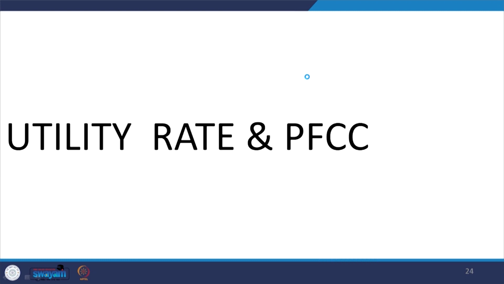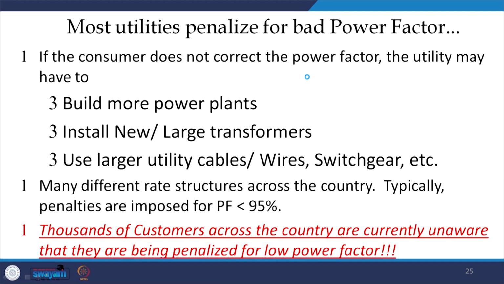So, utility rate and the power factor correction. This is something quite important. We know that most utilities penalize for bad power factor, but there is a detrimental effect to it, and a solution has to be provided by the STATCOM.